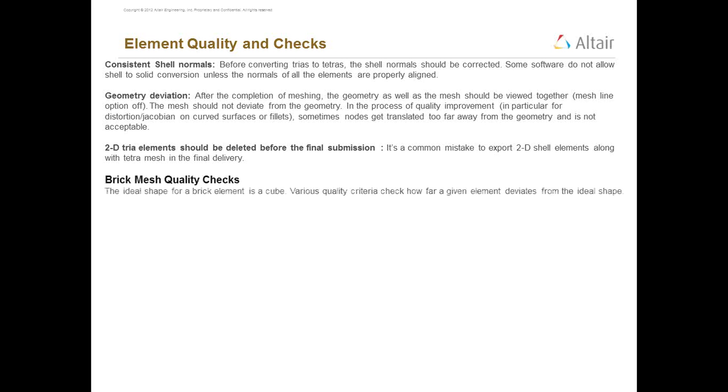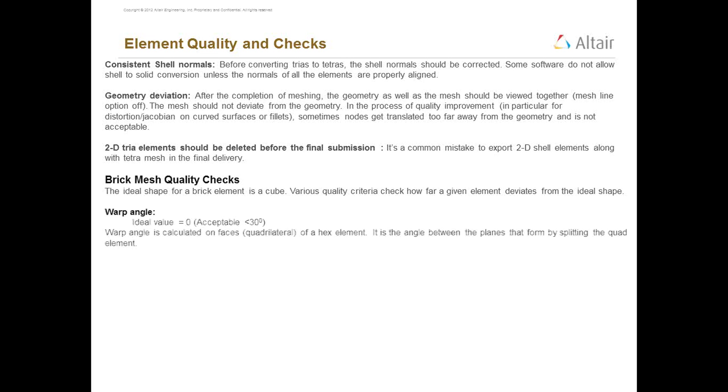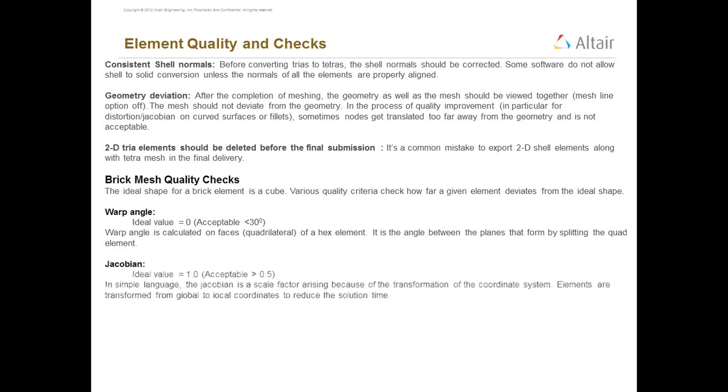Then we will discuss brick mesh quality checks. The ideal shape of the brick element is a cube. Various quality criteria check how far a given element deviates from the ideal shape. Warpage angle: ideal value is 0 and acceptable should be less than 30 degrees. Warpage angle is calculated on the face of the quadrilateral element of a hex element. It is the angle between the planes formed by splitting the quad element.